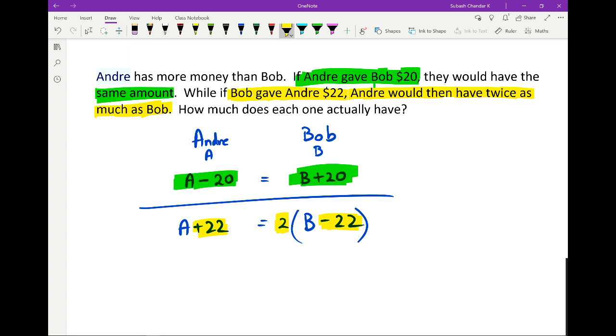So basically, it's twice the total amount of whatever Bob has. So Bob's actually lost 22 bucks, so that means we've got to double that. That's why I've actually put that in brackets.